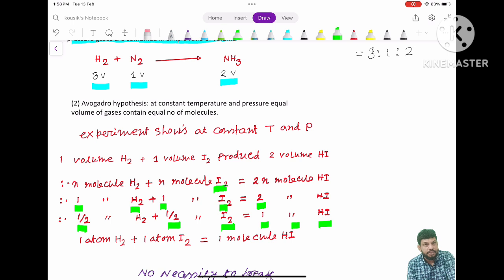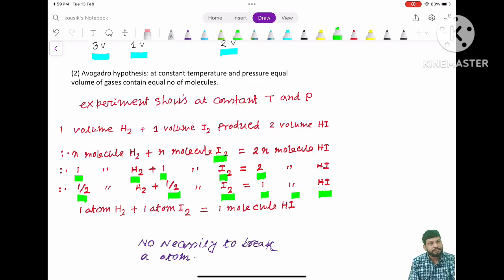And we see that to produce a molecule, we have no necessity to break an atom. This supports Dalton's atomic theory that atoms are indestructible and combine to produce a molecule in a simple numerical manner.